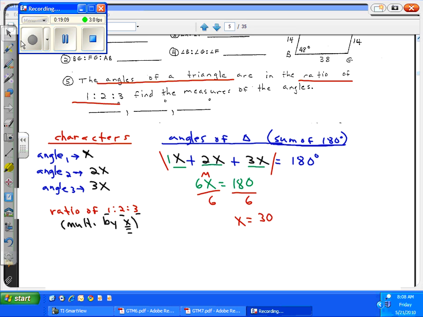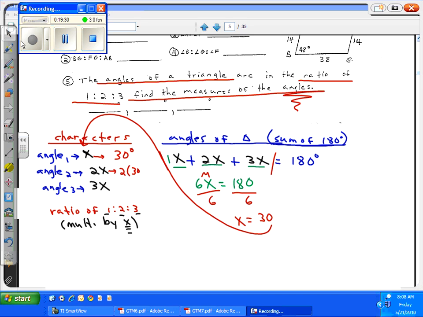Now, what we said to do, this is quoting page 40 again on word problems, is we're always going to read the question again, find out what it asks for. It says find the measure of the angles. We need the angles. We haven't done that. So we're going to have to take that 30 and plug it back in. So this first angle x is 30 degrees. The next angle is 2 times 30 degrees, which would be 60 degrees. And the next angle is 3 times the 30 degrees, which is 90 degrees. Any questions on number 5?